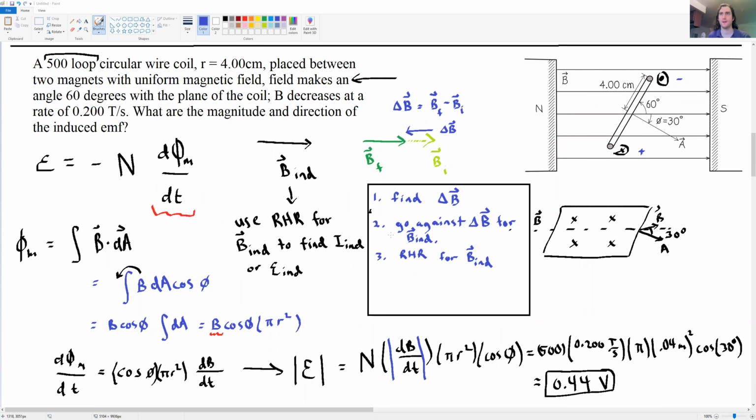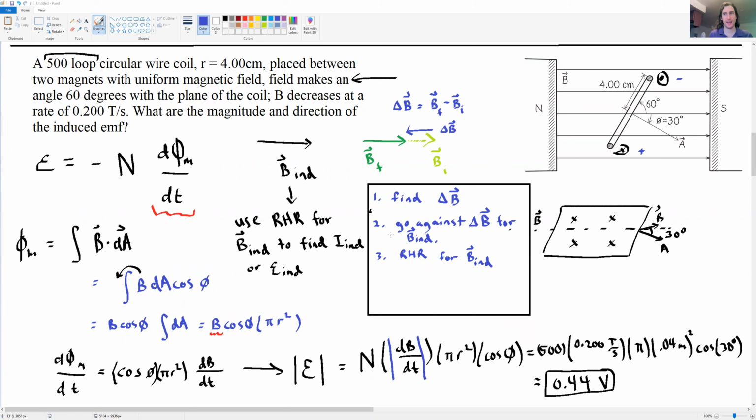We did a lot of talking there. We got this 500 loop coil of wire. It's got a radius so we can calculate an area for it. It's placed between two magnets. The magnetic field is decreasing, and so we found that the induced field is going to be opposite to that decrease. So the induced field points to the right.